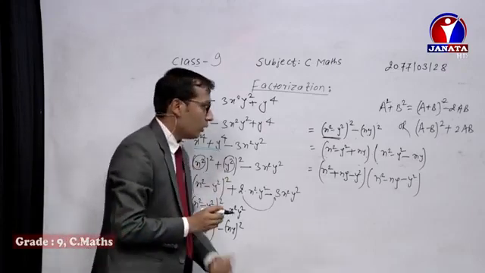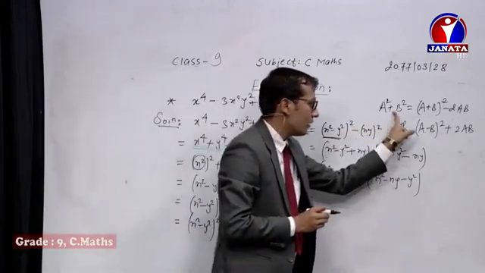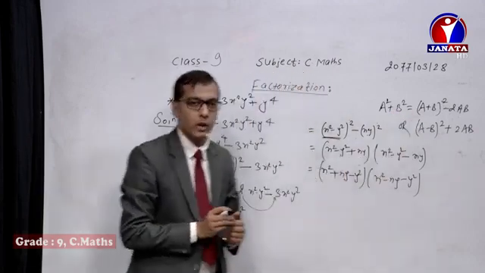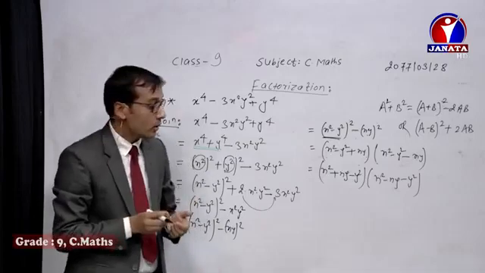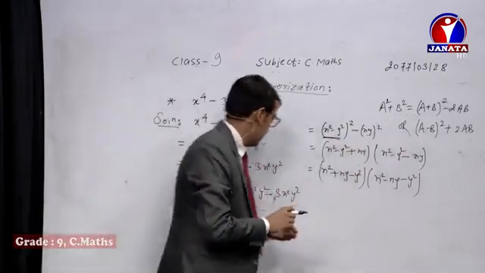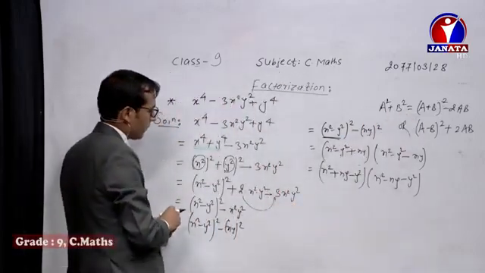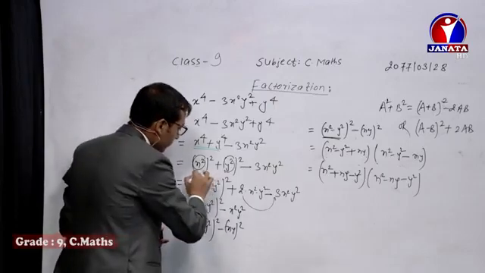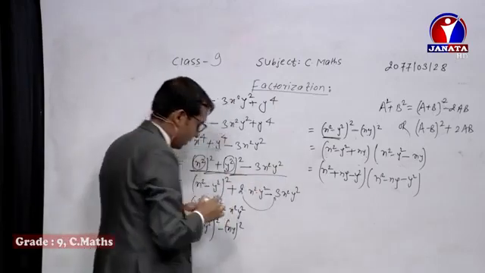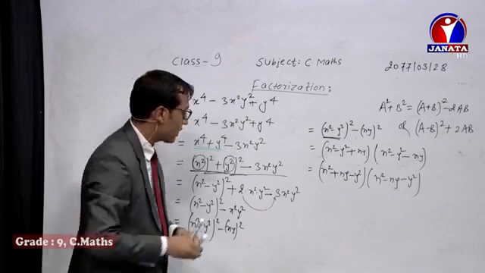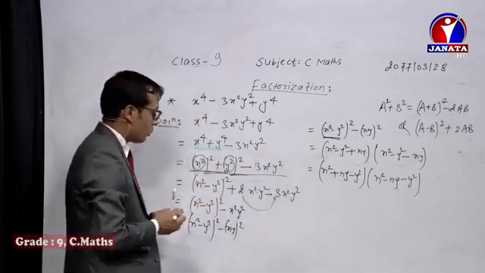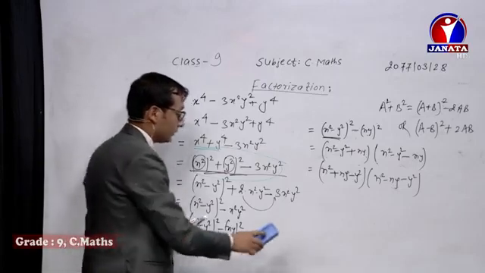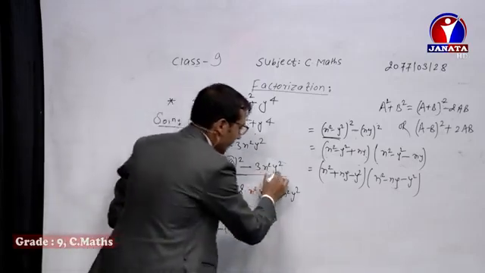Let me show here now why we cannot use this first expanded form, a plus b whole square minus 2ab. If we try using this formula from this step, using the first expanded form from this step, let's see what we will obtain. So let me simply write it over here.